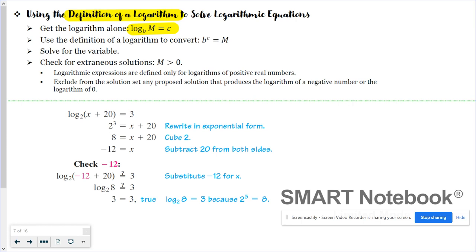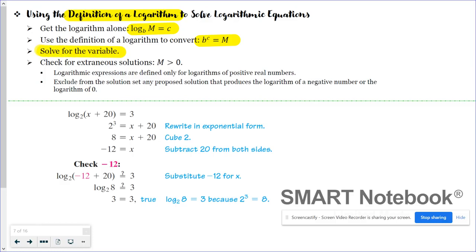The first thing you have to do is get the log alone. If there's anything happening outside of the log, you need to undo that using inverse operations. Once the log is all alone, we're going to use the definition to convert. That means we're going to turn it into its exponential equivalent, and then we're going to solve for the variable.